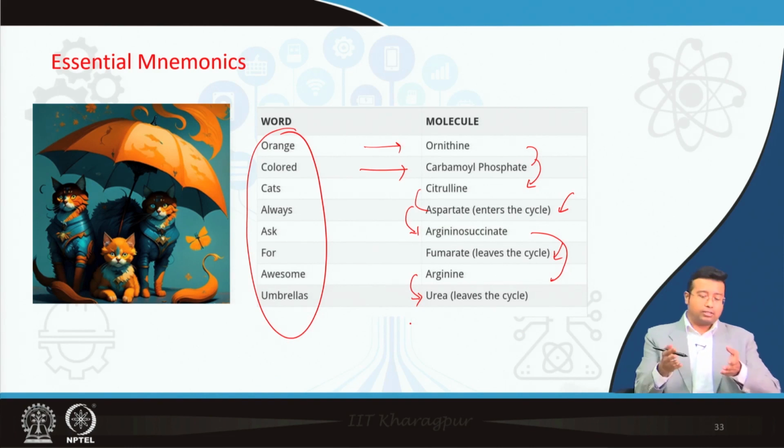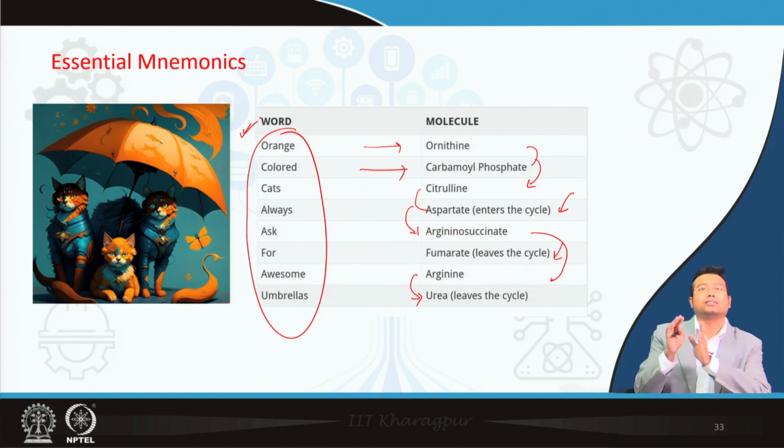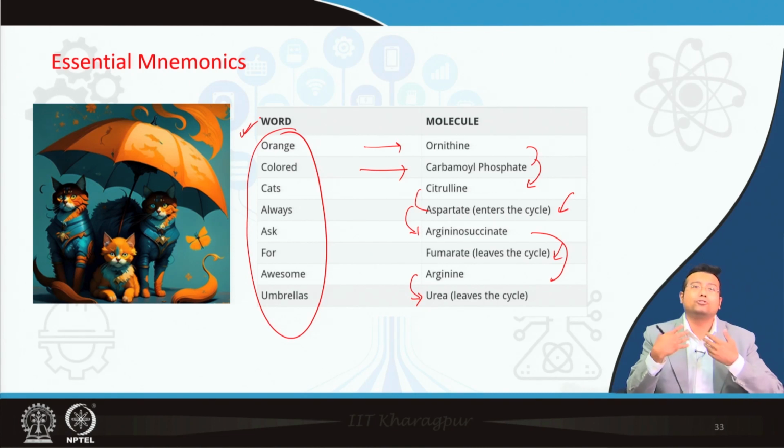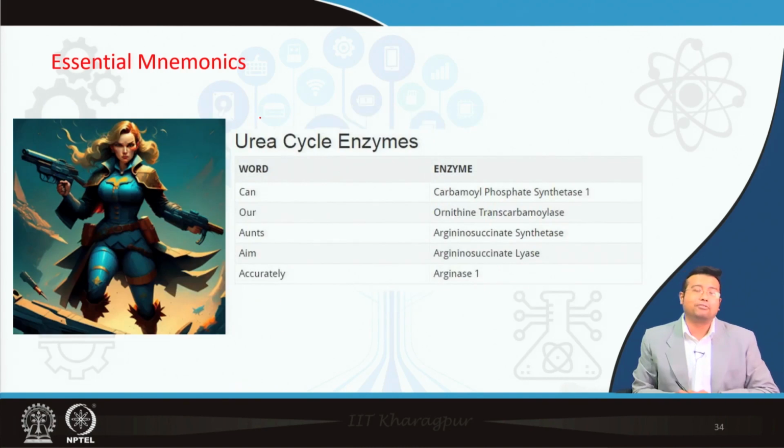Well, you might say, sir, it is okay, you have given us a mnemonic by which we can remember the intermediates or compounds of the urea cycle, but what about the enzymes of the urea cycle, because those are also important? Yes, those are very important because ultimately it is the names of the enzymes that you will need to remember in order to know the defects of the urea cycle. So I also have a good mnemonic to remember the urea cycle enzymes. That mnemonic is: can our ants aim accurately.